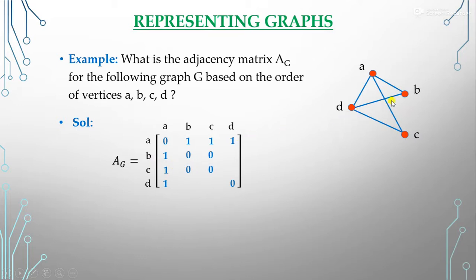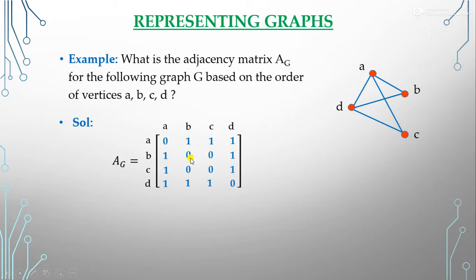Now B to D, yes, B is connected to D, meaning we have an edge between the vertices B and D, and D to B, so these values become 1. Now C to D, yes, C is connected to D and D is connected to C, so these values are 1. So like that we can form the adjacency matrix from the undirected graph.